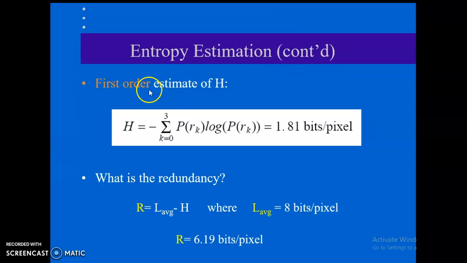Entropy estimation, the first order estimate of H. H = minus summation over k = 0 to 3 of P(r_k) log P(r_k) = 1.81 bits per pixel. What is the redundancy? R = L_avg minus H, where L_avg = 8 bits per pixel.